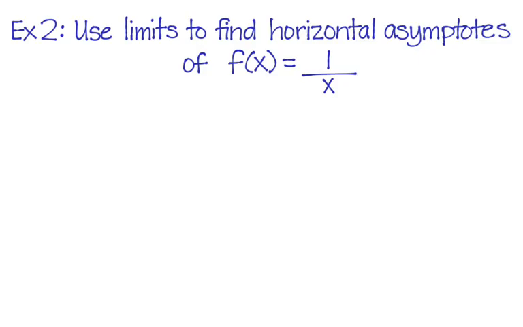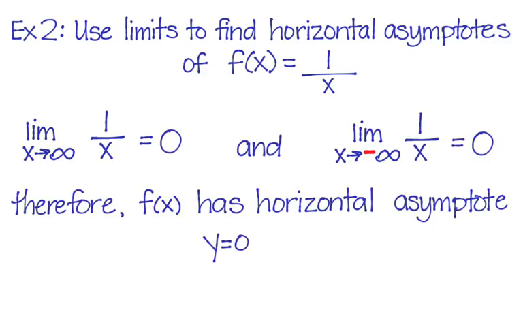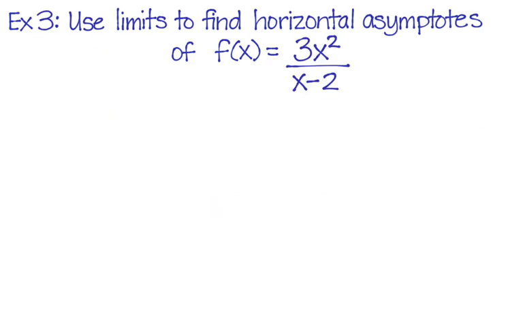When it says use limits to find horizontal asymptotes, that just indicates use limit language. So we use the definition. We say the limit as x approaches infinity of 1 over x, which we know is 0. And we could do the same thing with negative infinity. It has a limit of 0. Since both the right-hand limit and the left-hand limit equal 0, the function has one horizontal asymptote, and that is y equals 0.